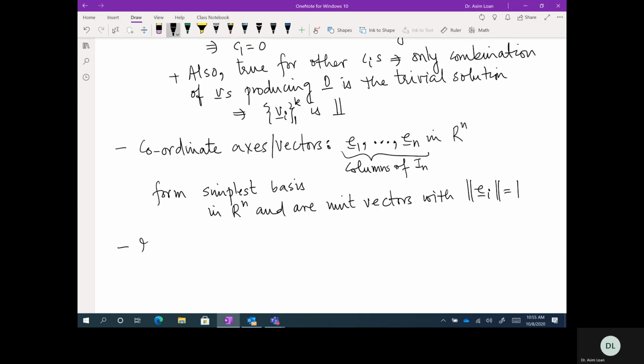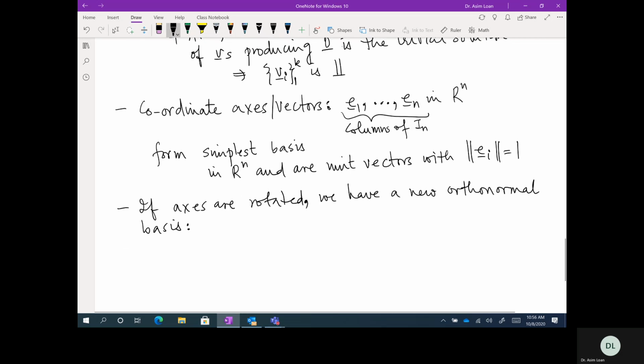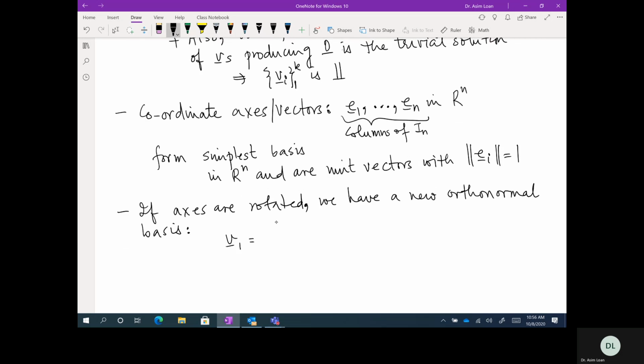Also, if the axes are rotated, we have a new orthonormal basis, and this orthonormal basis is V1 equals cosine theta, sine theta, and V2 equals minus sine theta, cosine theta. This we also found in the last lecture.